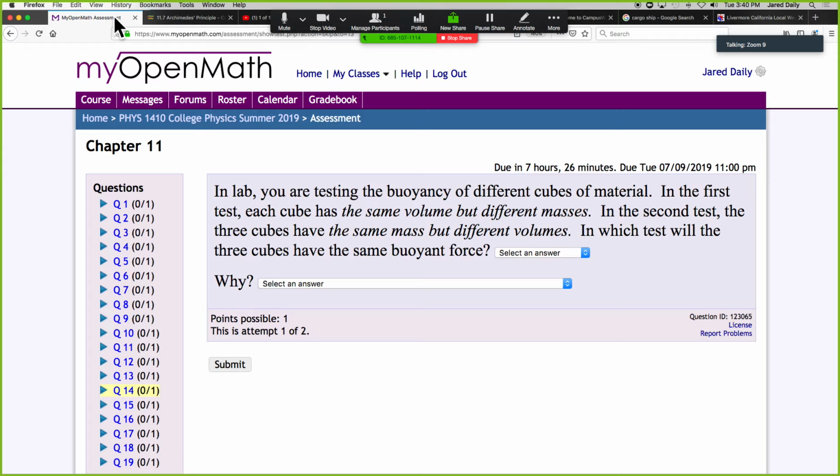In the second test, the 3 cubes have the same mass, but different volume. So that's this one. Same mass, different volume. Which test will the 3 cubes have the same buoyant force? Which test is the buoyant force not going to change?